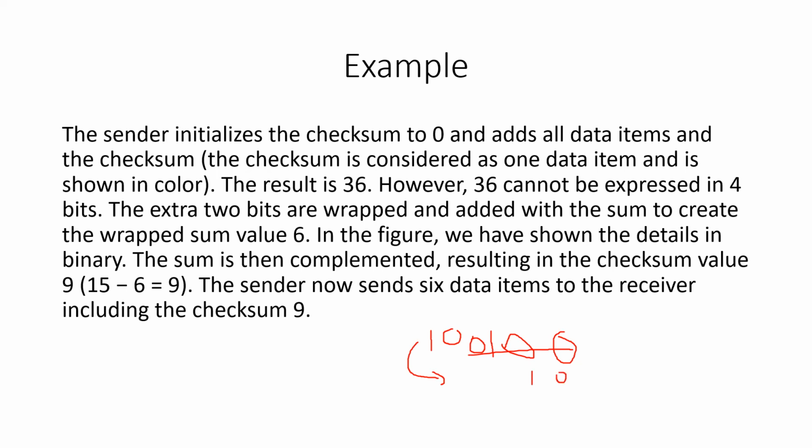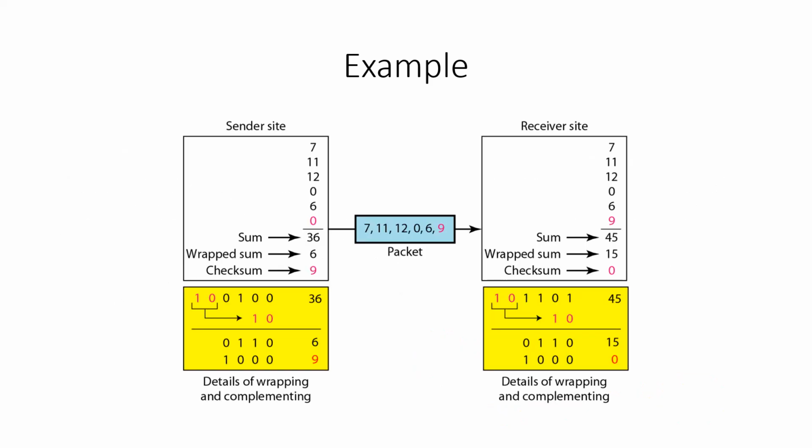So what will be the value? It will be 0 1 1 0. This value comes out to be 6. So the wrapped-up sum of this particular data item is 6. Again, see, this is 6. This is the wrapped-up sum. The wrapped sum is calculated using binary representation.